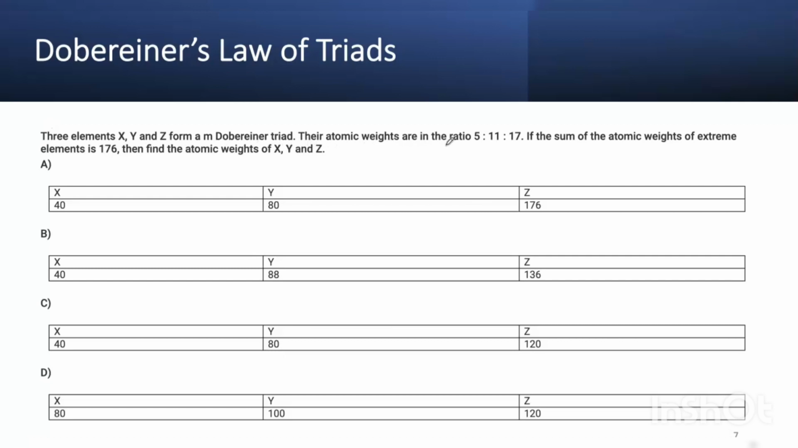Their atomic weights are in the ratio 5:11:17. If the sum of atomic weights of extreme elements is 176, then find the atomic weights of X, Y and Z. And options are given.